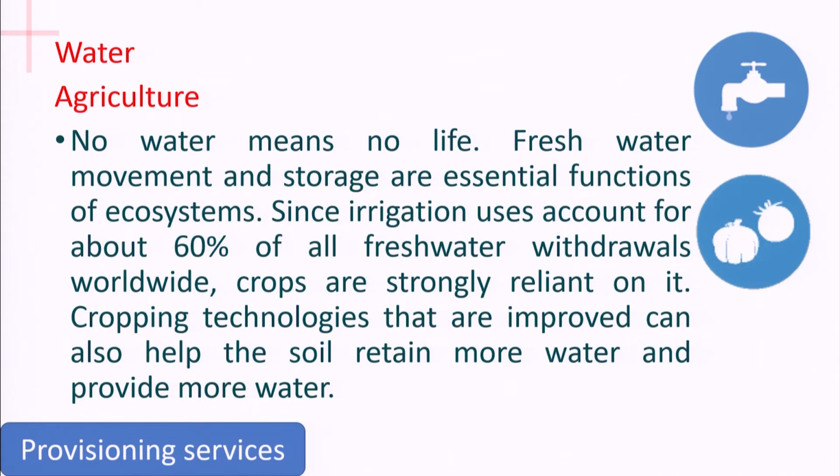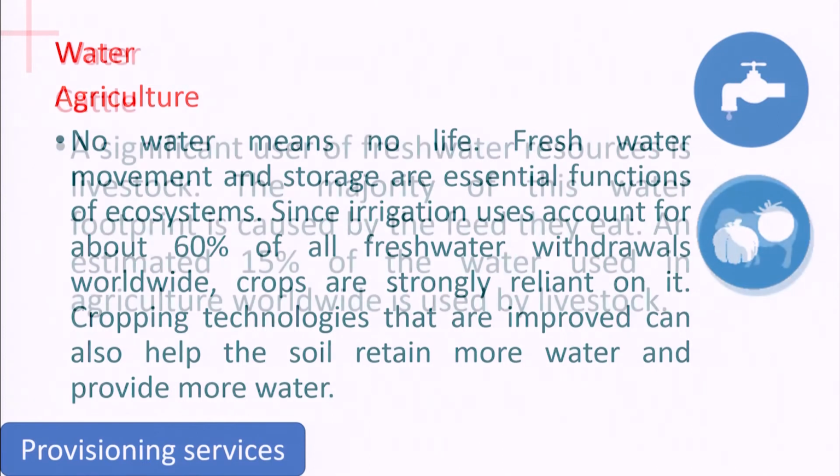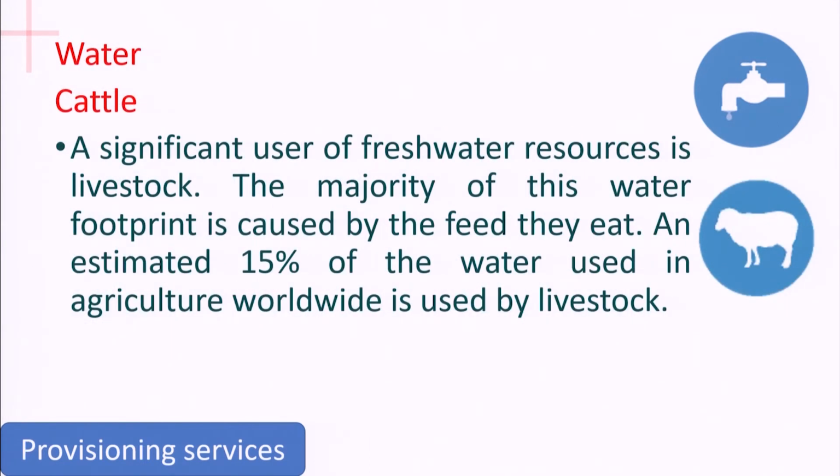account of about 60% of all the freshwater withdrawals worldwide, crops are strongly reliant on water. Cropping technologies that are improved can also help the soil retain more water and provide more water. A significant user of freshwater resources is the livestock. The majority of this water footprint is caused by the feed they eat. An estimated 15% of the water used in agriculture worldwide is used by livestock.